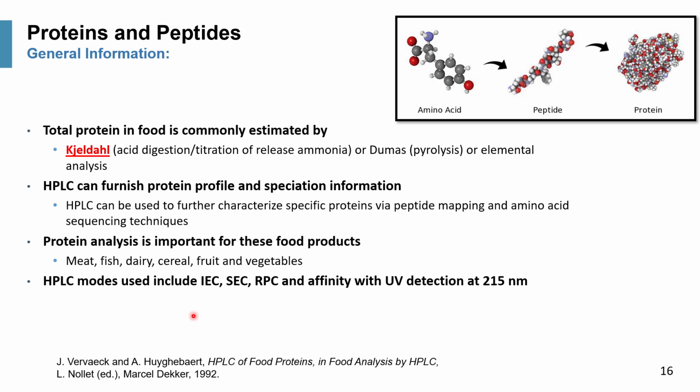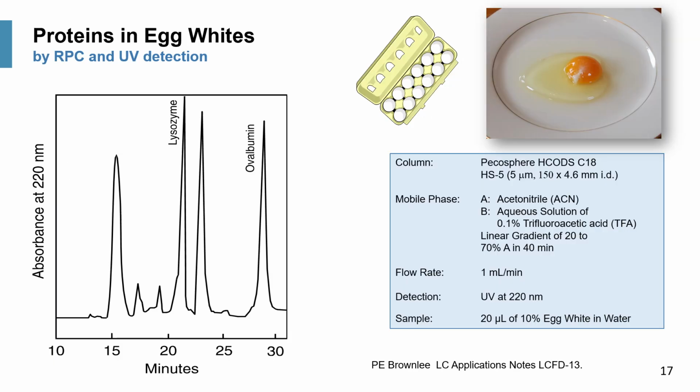Protein can be separated very much like biopharmaceuticals using different modes of HPLC, including ion exchange, size exclusion, reverse phase, and others. An example of proteins in egg whites, showing lysozyme and ovalbumin, using a very specific C18 column which uses trifunctional silane chemistry to give more size selectivity.